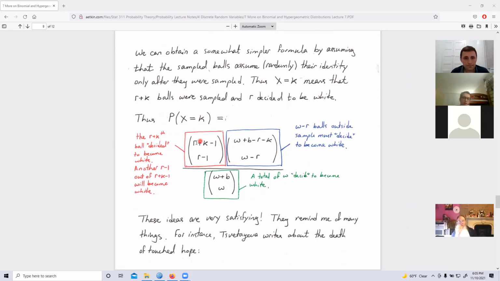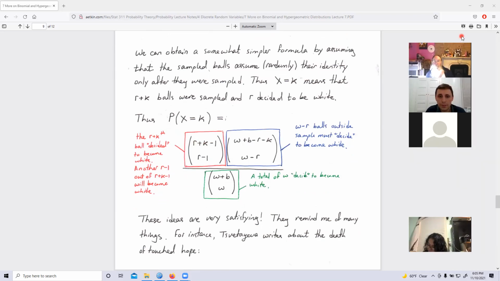So in my sample, I must have R plus K balls, right? In the sample, one of them is white, and among the remaining ones, exactly R minus 1 have, so to speak, decided to be white. And from the balls that were not sampled, that's W plus B minus R minus K, exactly W minus R decided to be white. Make sense? So it's like this idea that we sample first and then they change colors.